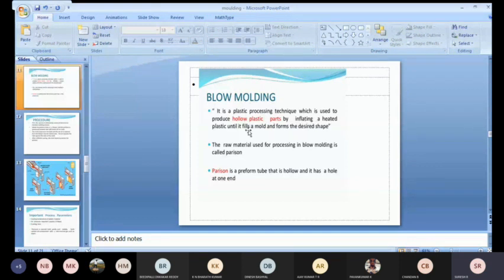So by inflating the heated plastic units, it fills in the molds and forms the desired shape. The raw material used for processing in blow molding is called the parison. So I'm going to tell what exactly the parison is. A parison is a preform, a tube-like structure, hollow in nature, and it has a hole at one end. I'm going to tell what the purpose of the hole at one end of the parison is.